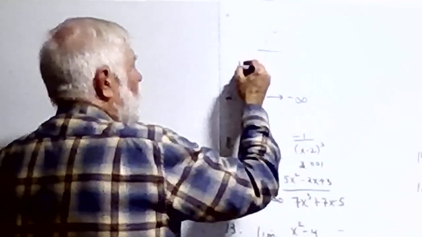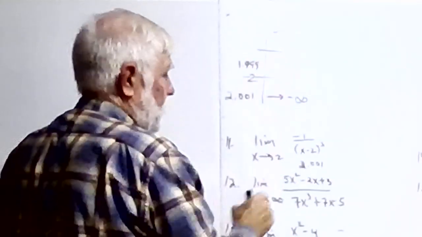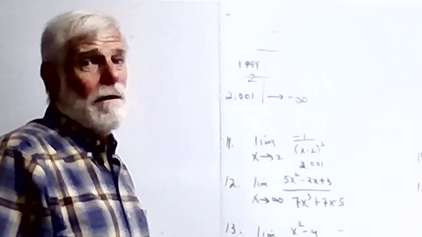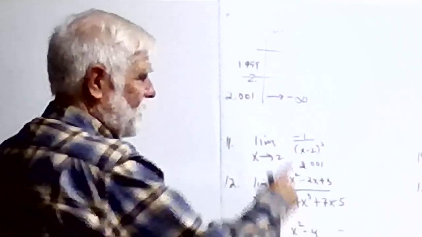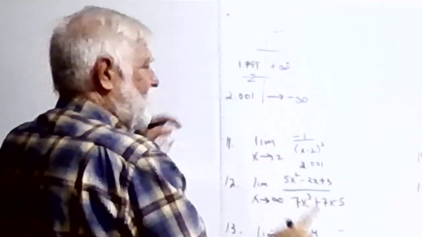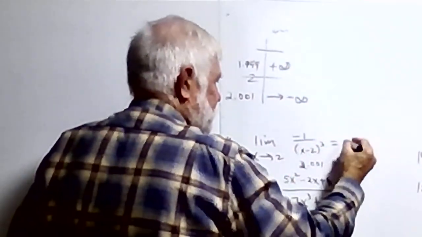Now what happens if I put 1.999 in there? Well, I get -0.001 cubed is -0.000000001, and that's going to go into this a lot of positive times. I don't think I'm headed to the same place. So we say it does not exist.